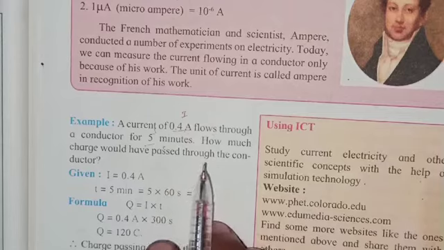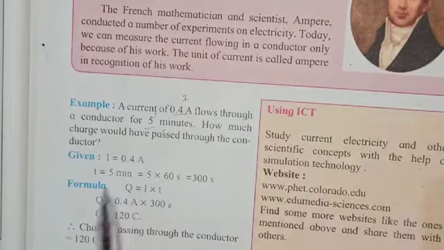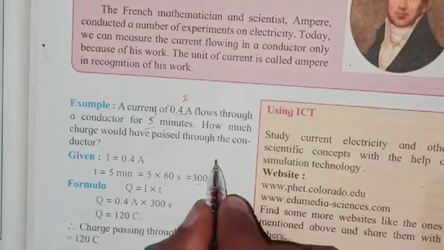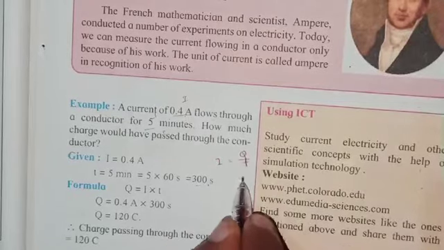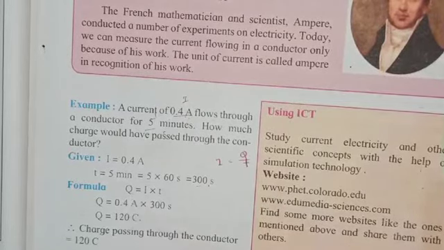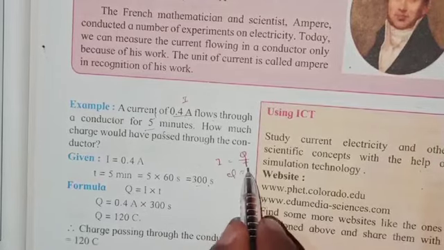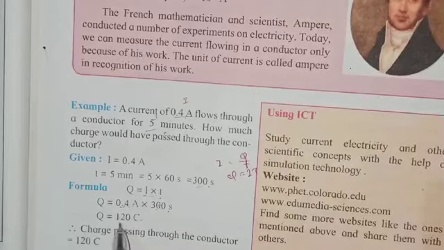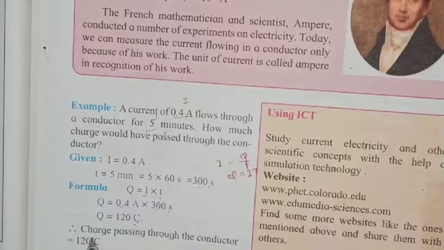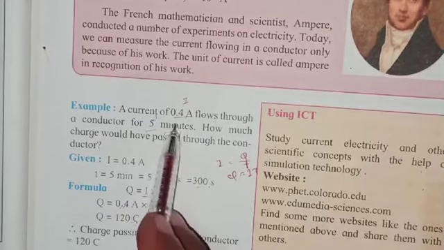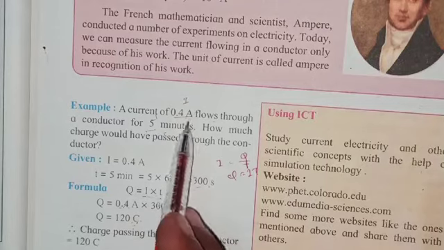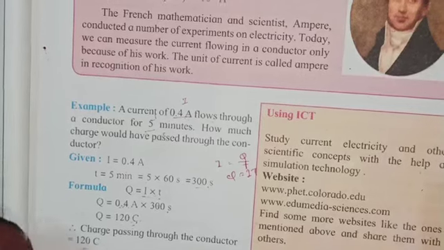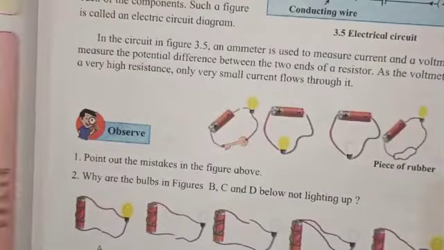So we have to calculate the charge. I is 0.4 ampere, t is equal to 5 into 60, that is 300 seconds. We know that I is equal to q upon t. Now we have to find q. So q is equal to I into t, that is 0.4 into 300 seconds, that is 120 coulomb. So that is the charge. For those 5 minutes, if a current of 0.4 ampere is flowing, then the total charge passing through the conductor is 120 coulomb. Okay, so this was the example.